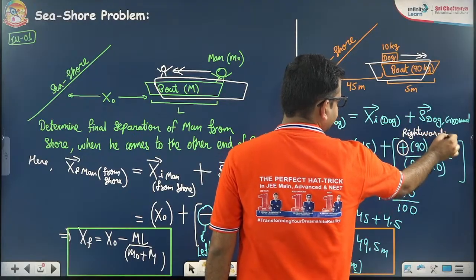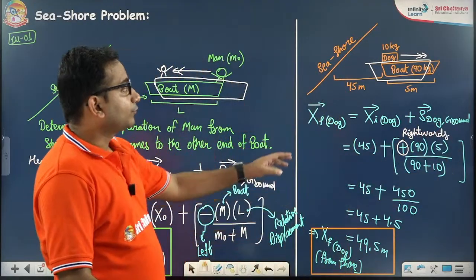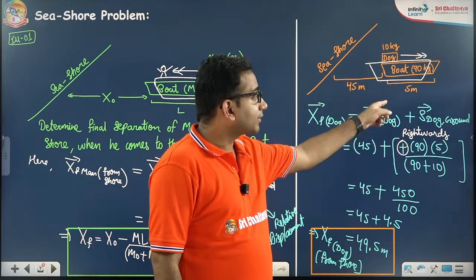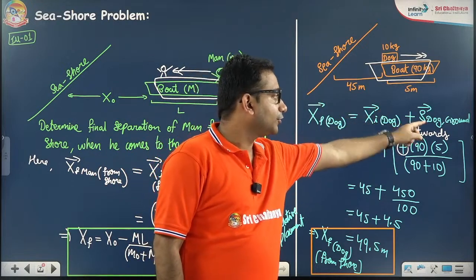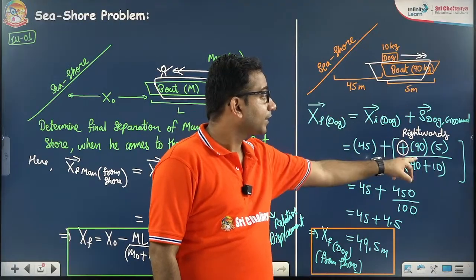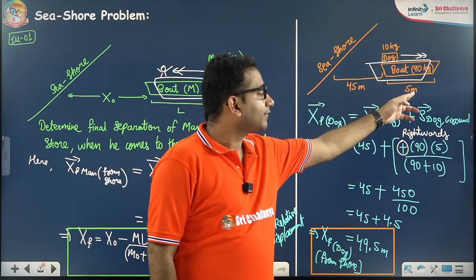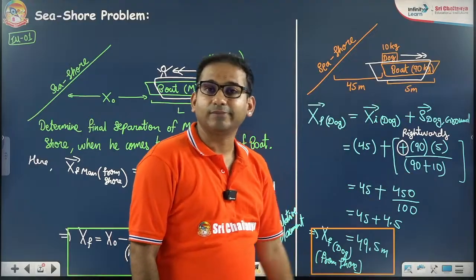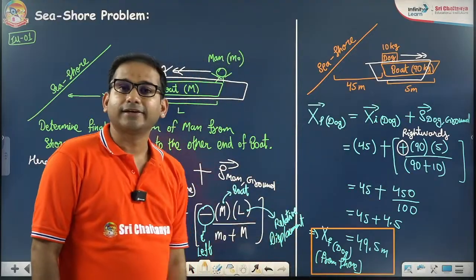rightwards. All right. So 45 meters is initial plus, since you are writing the displacement of the dog, you should be taking the mass of the boat. Always take the opposite mass, 90 kgs into the relative displacement 5 meter by total mass of the system, 90 plus 10. Substitute everything, you got the final answer.